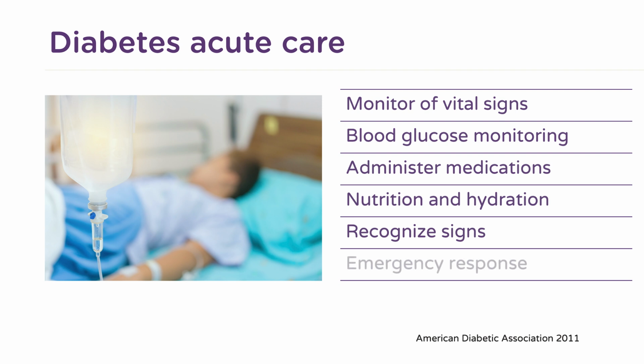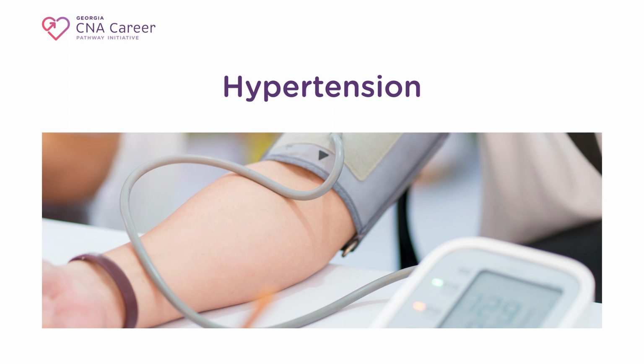6. Emergency response. In the event of diabetes emergencies, such as severe hyperglycemia or hypoglycemia, follow the facility's policies and protocols. If blood sugar levels are dangerously high or low, inform the nurse or healthcare provider immediately. 7. Documenting care. Maintain accurate and timely documentation of blood glucose readings, medications administered, meals consumed, and any relevant observations. Let's move on to hypertension.